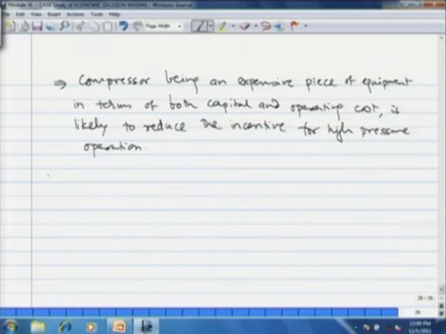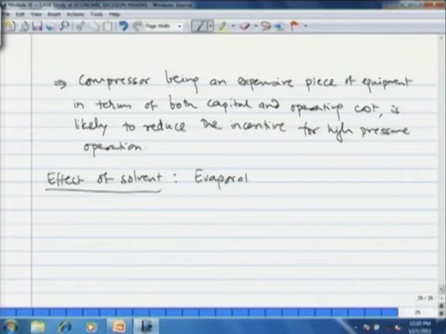Let us see once again the effect of solvent. If we use MIBK instead of water, we are likely to require much lower quantities of MIBK. However, the evaporation loss itself will be so high that it will kill the economy. So, that point we need to note. Evaporation loss could kill the economy of the process.